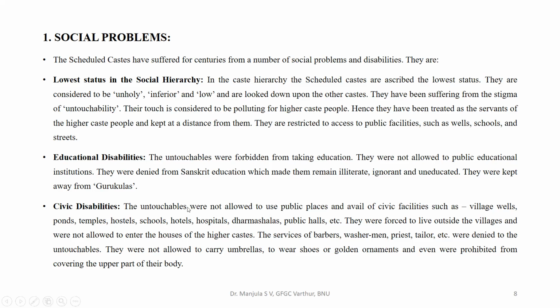Civil disabilities. The untouchables were not allowed to use public places and avail of civic facilities such as village wells, ponds, temples, hostels, schools, hotels, hospitals, dharmashalas, public halls, etc. They were forced to live outside the villages and were not allowed to enter the houses of the higher caste. The services of barbers, washermen, priests, tailors, etc. were denied to the untouchables.